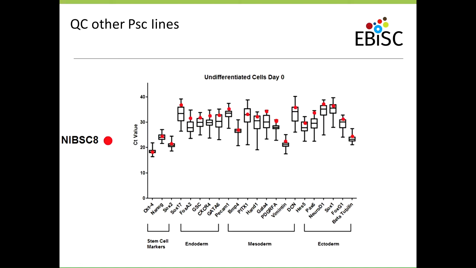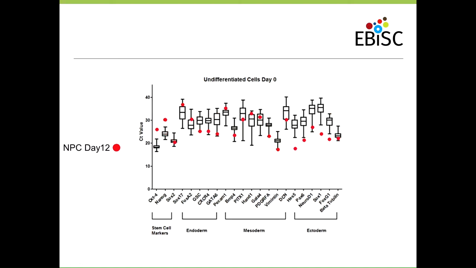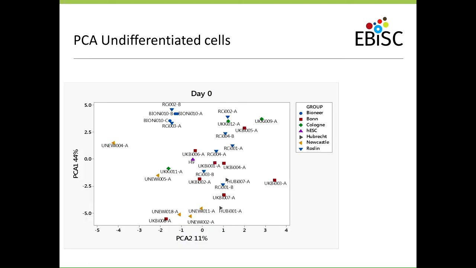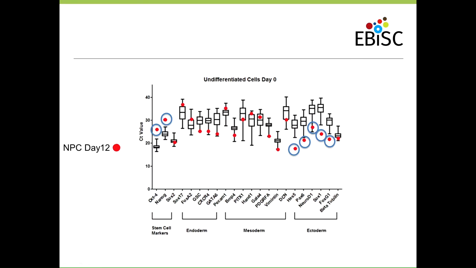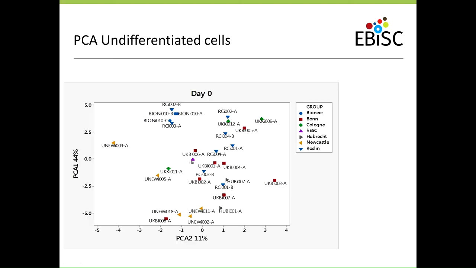And just to show you the inverse of that, if you look at an NPC at day 12, you can see that all the CT values fall outside, and you can clearly see that this line is differentiated. We did some PCA analysis on the undifferentiated cells as well from across the different groups to see if we could see any trends or any grouping.